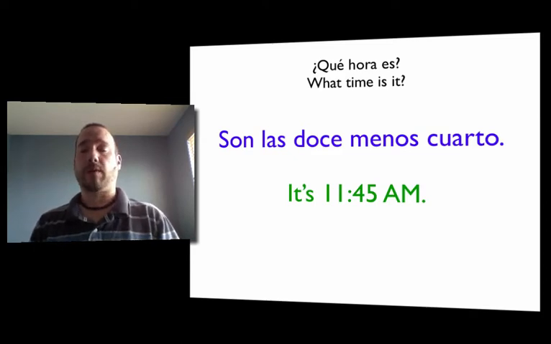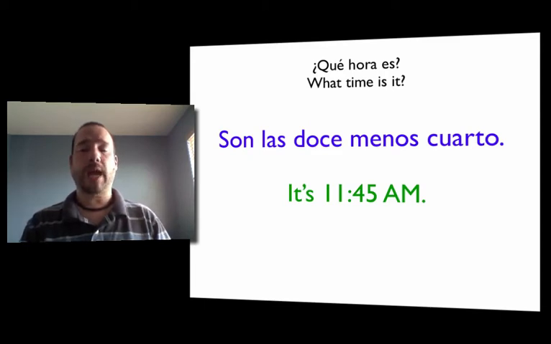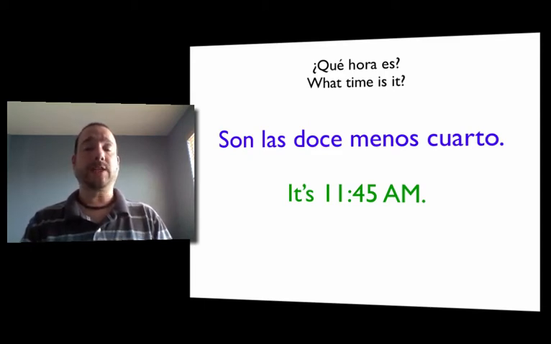Doce means 12. So it's 12 o'clock minus 1/4 of an hour. Remember, when we have a minus, we subtract from both sides. We subtract 1 from the hour side, and we subtract however many minutes from 60. So 12 minus 1 is 11, and 60 minutes minus a quarter of an hour is 45. So it's 11:45 a.m. And remember, as always, when you see the menos, you can read it backwards. It's 11:45.